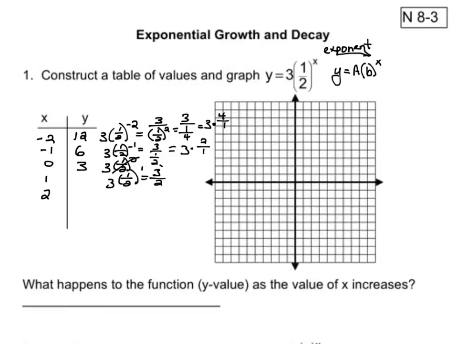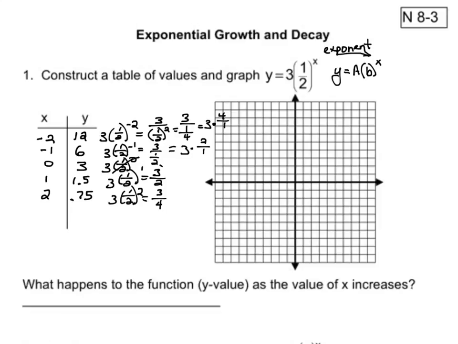And we're going to make that a decimal because it's easier to graph a decimal. So that's 1.5. And 3 times 1/2 squared is 3 times 1/4, or 3/4. And as a decimal, that's going to be 0.75. Now we need to put those numbers on our graph, with those values on our graph.